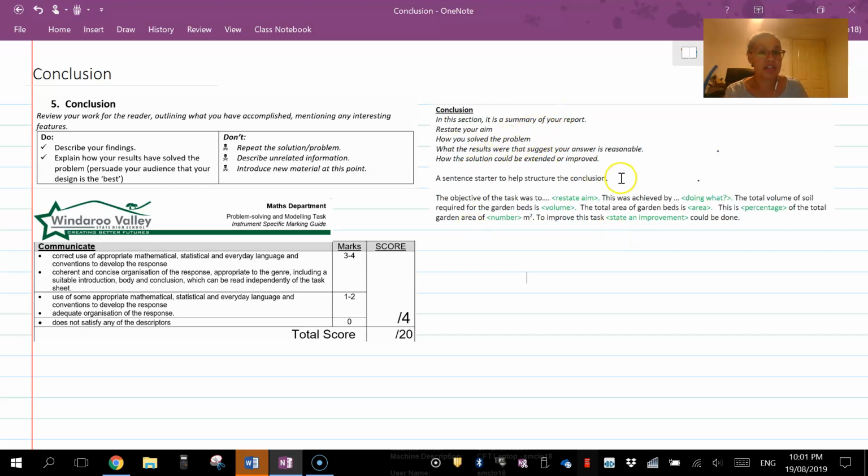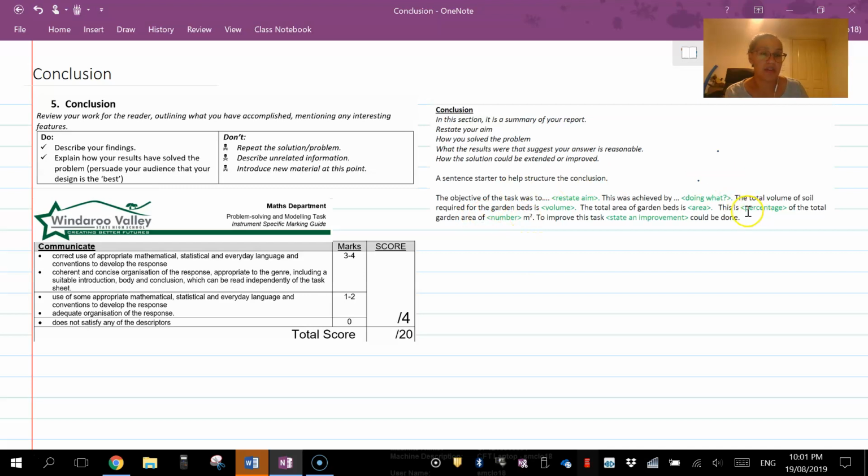A sentence structure can help you structure your conclusion. The objective, or the aim of the task, was to design a garden bed. This was achieved by whatever you did. The total volume of the garden beds is X amount. You might have something else. The total area is this amount. This is a percentage of the total area, which was this much space.